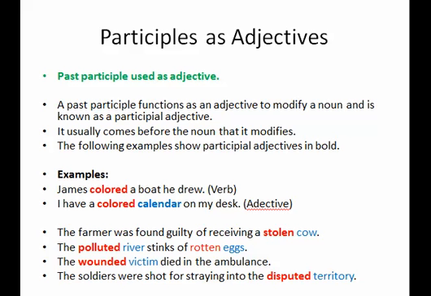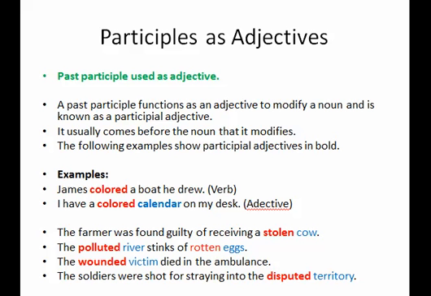Rotten is also the past participle form of rot. Rot, rotten. So, rotten eggs. What kind of eggs? Not the fresh ones, but the rotten eggs. The wounded victim died in the ambulance. What kind of a victim was he? He was wounded. Wounded is again a past participle.